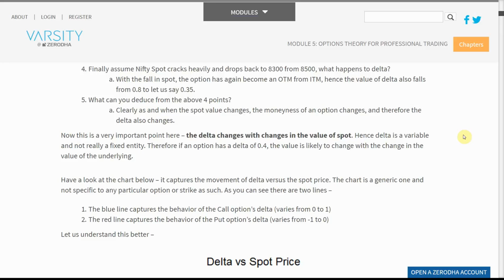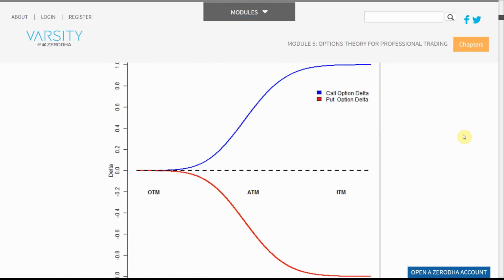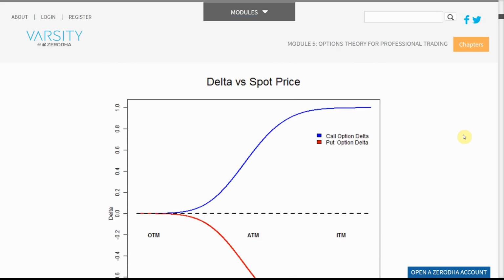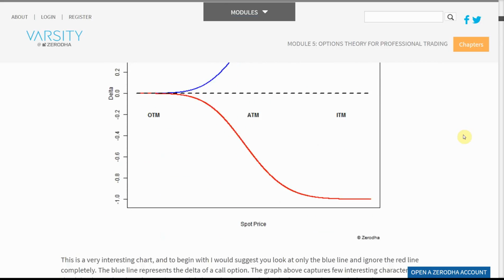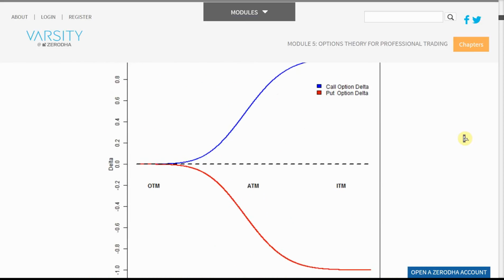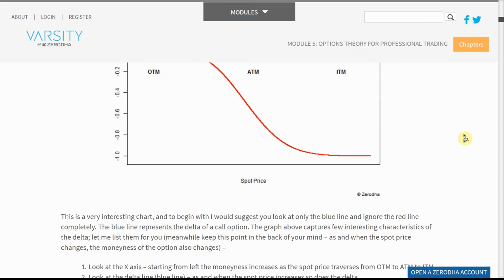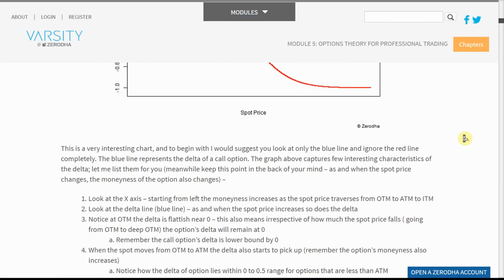As you can see, there are two lines. The blue line captures the behavior of the call options. Delta varies from 0 to 1. The red line captures the behavior of the put options. Delta varies from -1 to 0. Let us understand this better. This is a very interesting chart. And to begin with, I would suggest you look at only the blue line and ignore the red line completely. The blue line represents the delta of a call option.